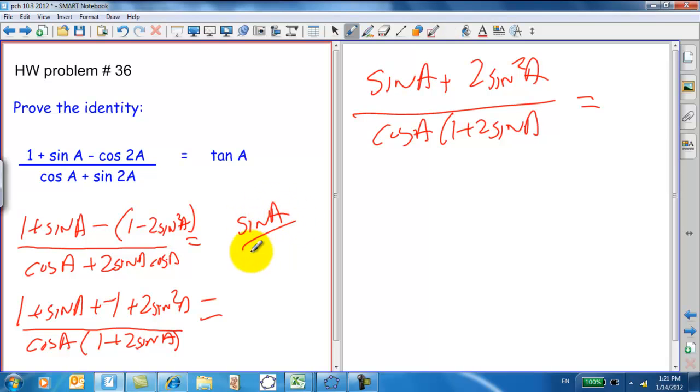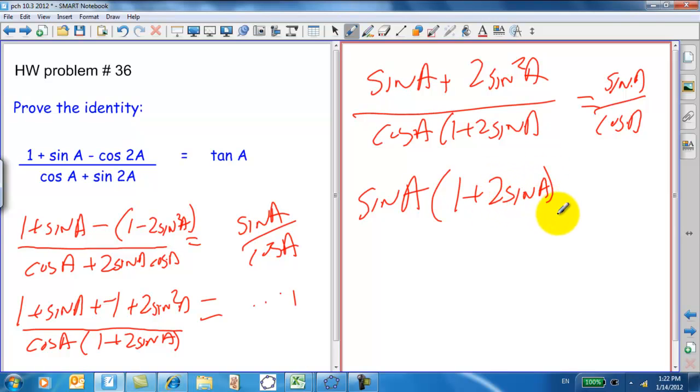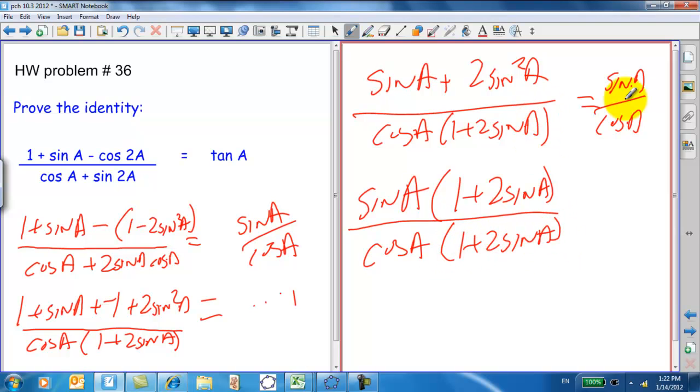Now remember, this other side, we can start working on this as well. This is sine of a over cosine of a. So you can see we are so close. Sine of a over cosine of a. Got the cosine a ready to go there. Just need to factor out a sine of a. Leave behind 1 plus 2 sine a all over cosine of a times 1 plus 2 sine of a. Oh, très magnifique. Look at that.